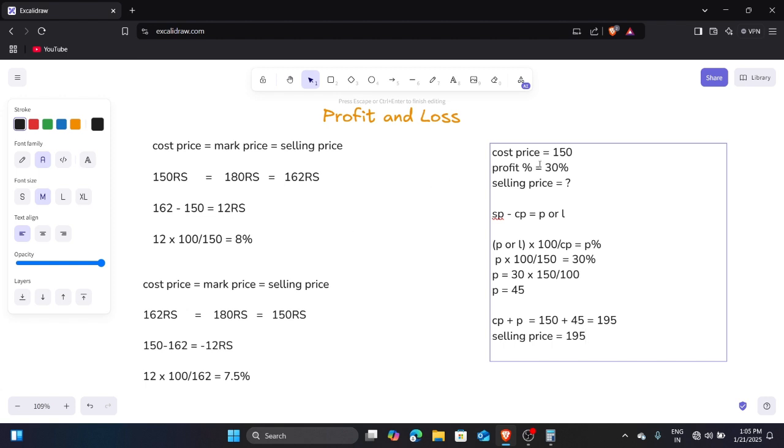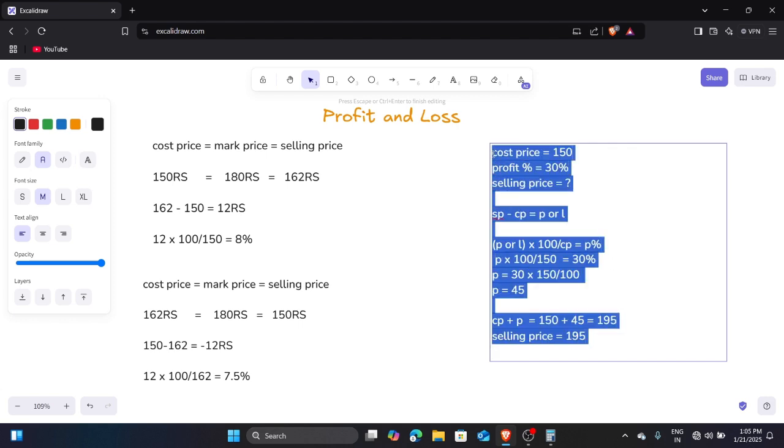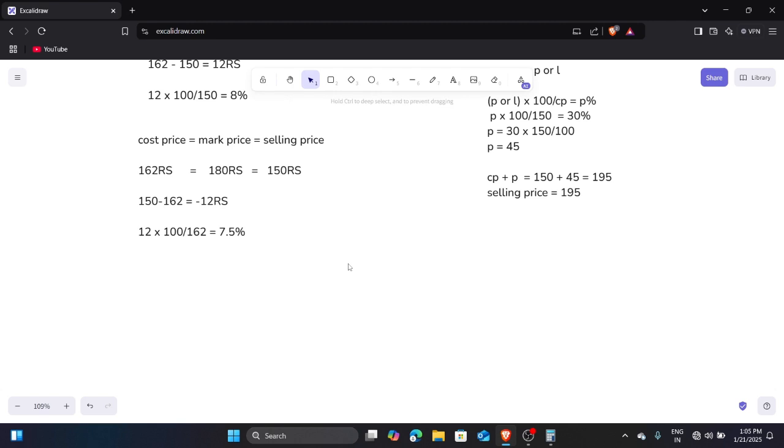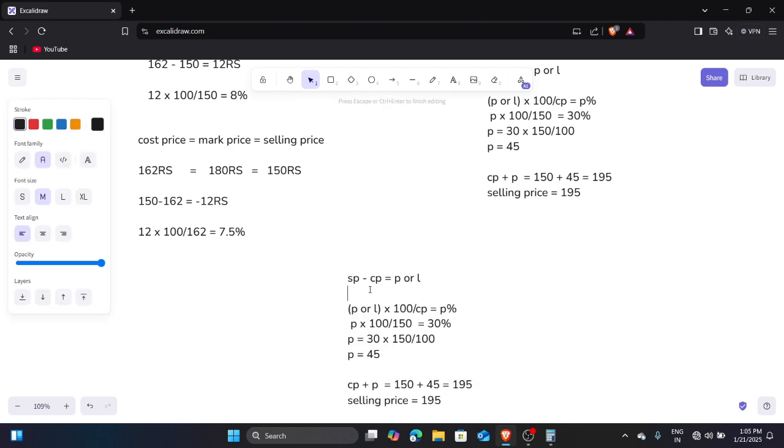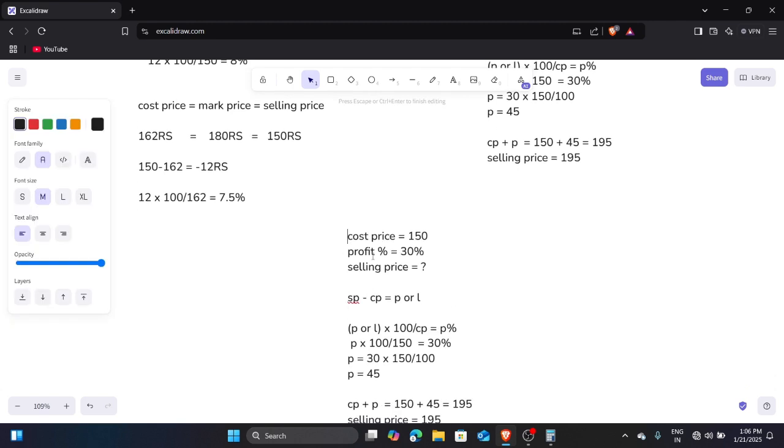The similar thing you can do for loss also. Here, in the place of the profit there will be the loss. The 150 is already there, and in this place you can use 150 again, but the value you get then you have to subtract from the CP. So I will give you one example. Suppose it's the loss, not a profit.